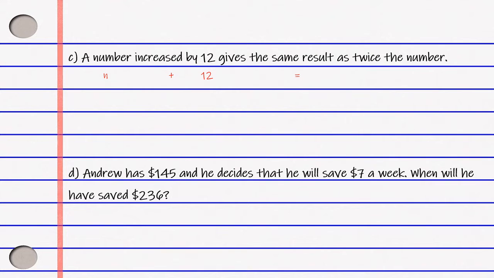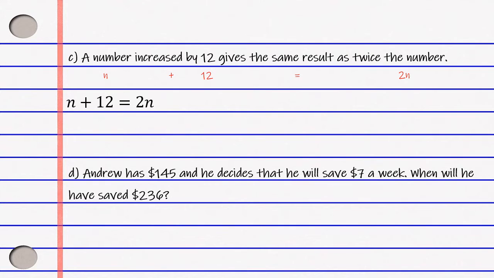And then we have twice the number. So we saw that in the last problem. Twice the number means we take the number and multiply it by 2. But what number? The same number we saw back at the start of the sentence. So we have some number increased by 12 gives the same result as twice that number. So 2n, we're going to use the same variable. So our equation is n plus 12 equals 2n.